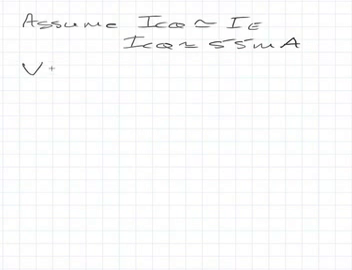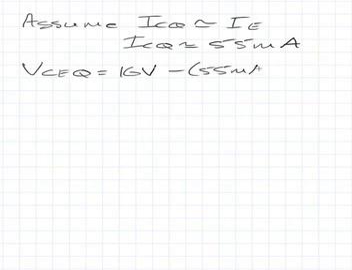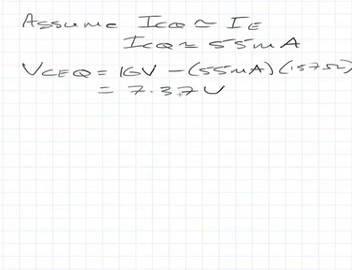Using the value calculated for ICQ, we can calculate the value for the quiescent collector emitter voltage, VCEQ. This is given by subtracting the total voltage dropped across the collector resistance, RC, and the emitter resistance, RE, from the supply voltage, VCC, or 16 volts in this question.